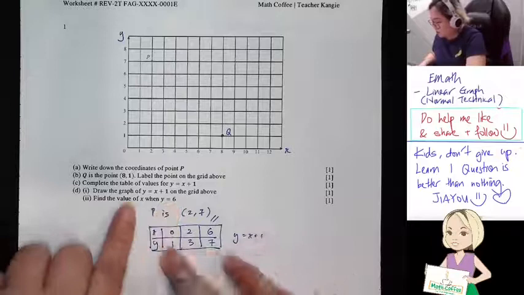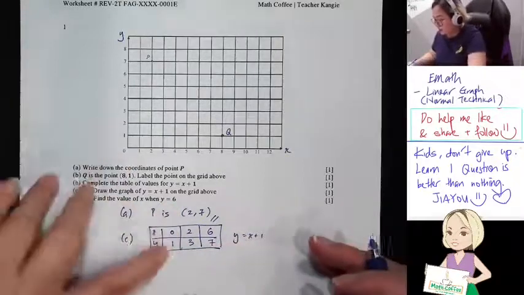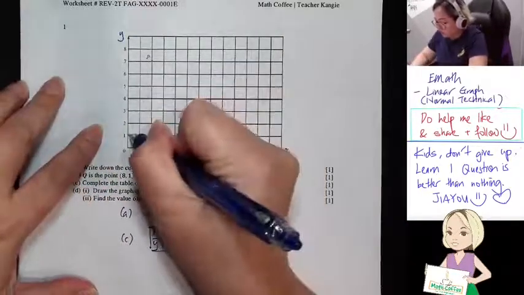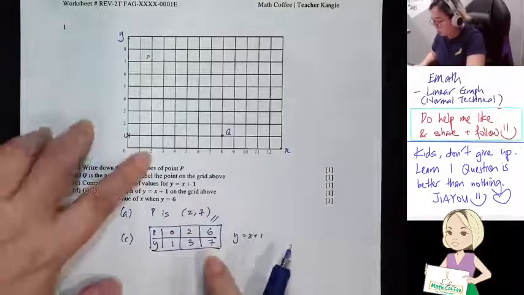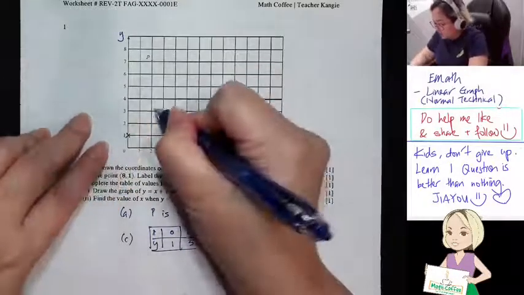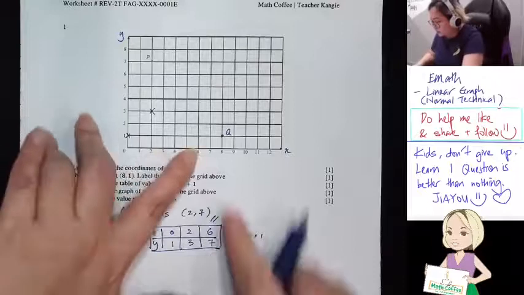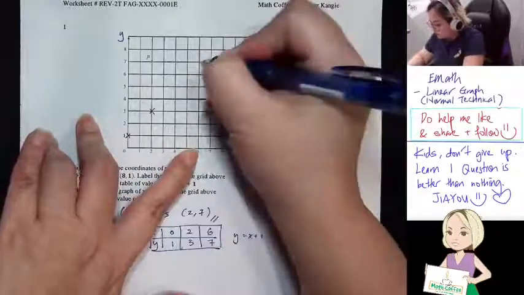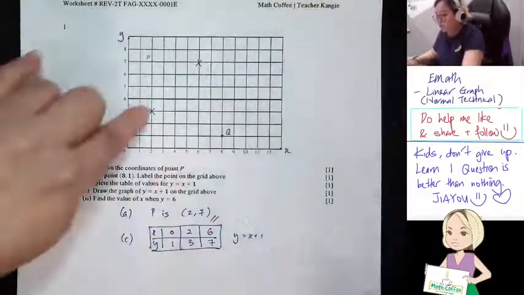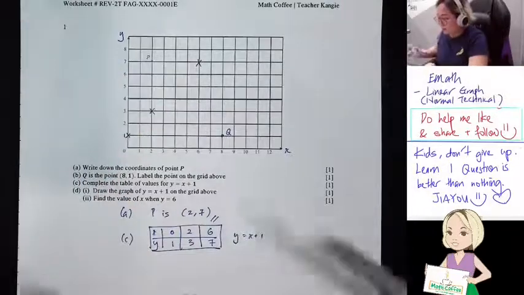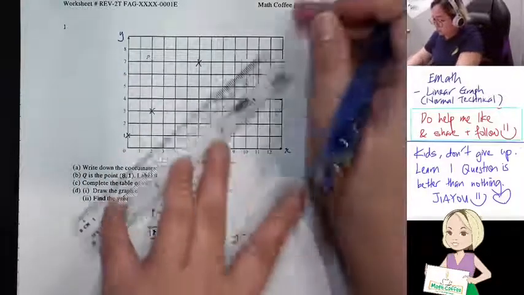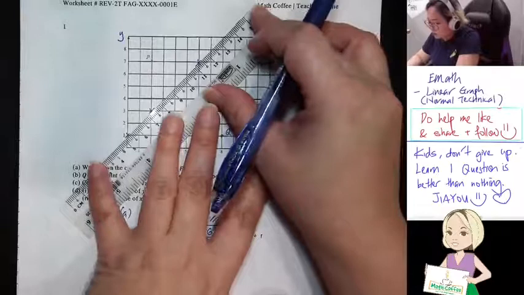So I'm going to plot the line. So you will say, okay, 0, 1. So 1 point is here. 2, 3. So 1 point is here. Next, 6, 7. So another point will be here. So with these 3 points, we're going to join them to make the line.